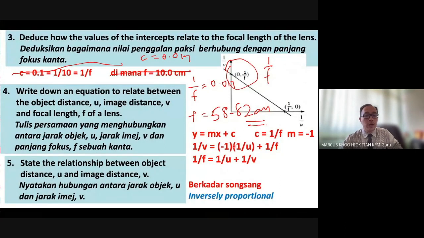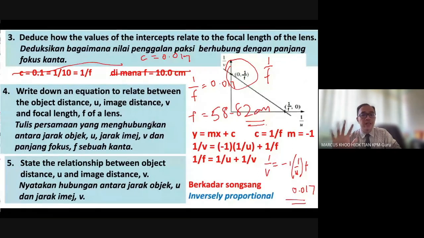And then the x-axis is 1 over u from the graph. Finally, the c, which is 1 over f, is 0.017 in Faith's case. So actually, this should be written something like 1 over v equals -1 over u plus 0.017. This is how Faith's graph equation would look.